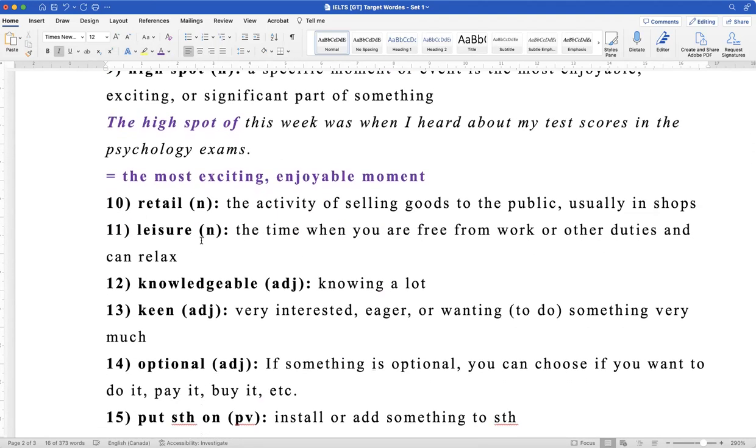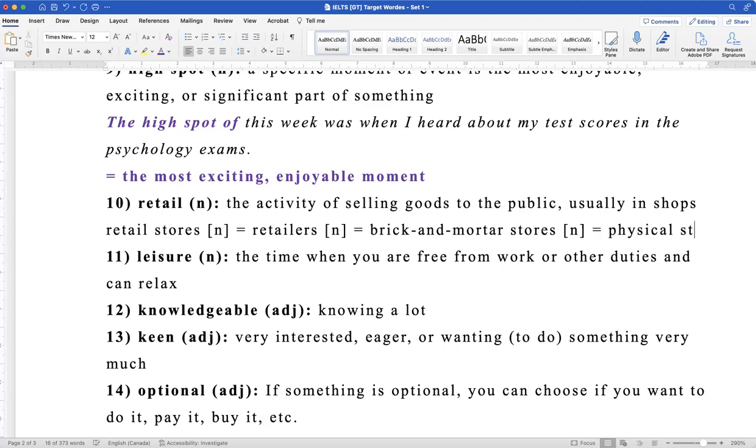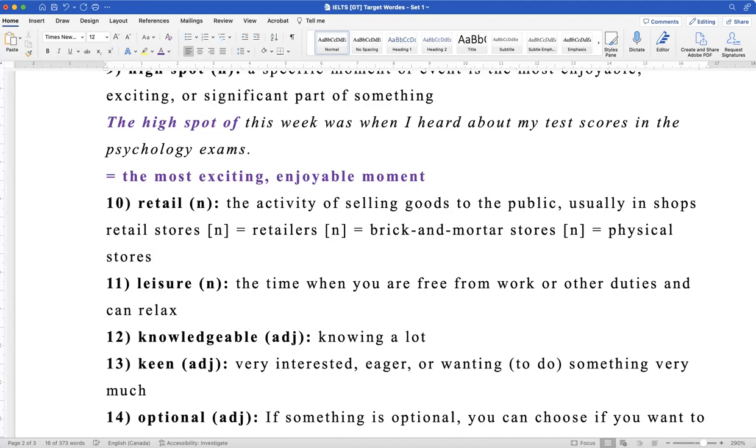Retail. We have retail stores, like a store, the activity of selling goods to the public, usually in shops. Instead of retail stores, you can just say retailers. Or retailer or retailers. I mean, retail stores, plural. So I said retailers, the plural form. Retail stores, retailers. We can say maybe brick and mortar stores. It means physical stores. A brick and mortar store means a physical store.